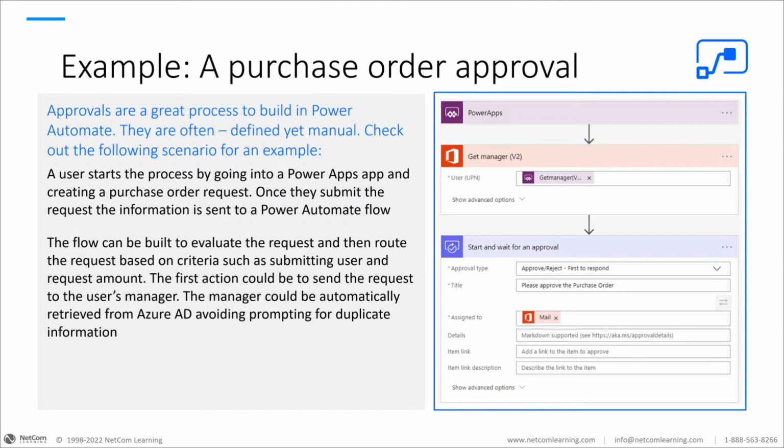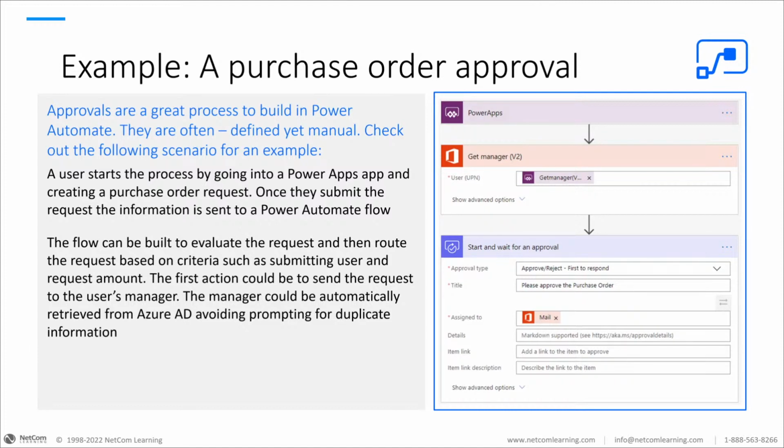Once the flow kicks off, the flow will evaluate the request and then route that request based on whatever criteria you've had as far as the submitting user and the amount that's been requested. Okay, so here the first thing we're going to do is look at the user's UPN, and then we're going to look at the approval process.